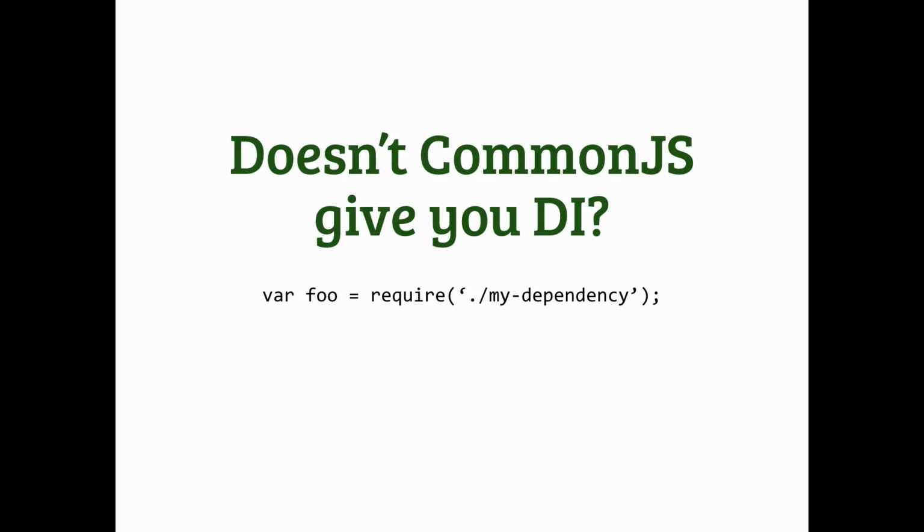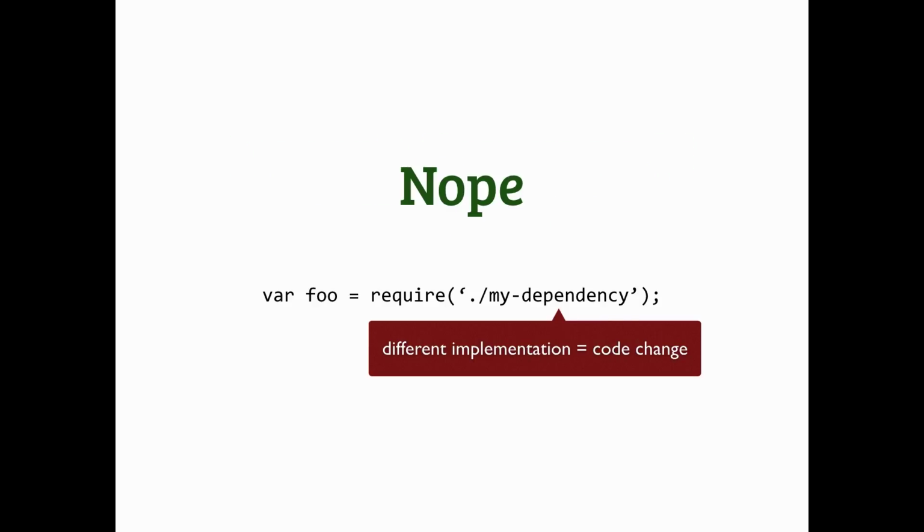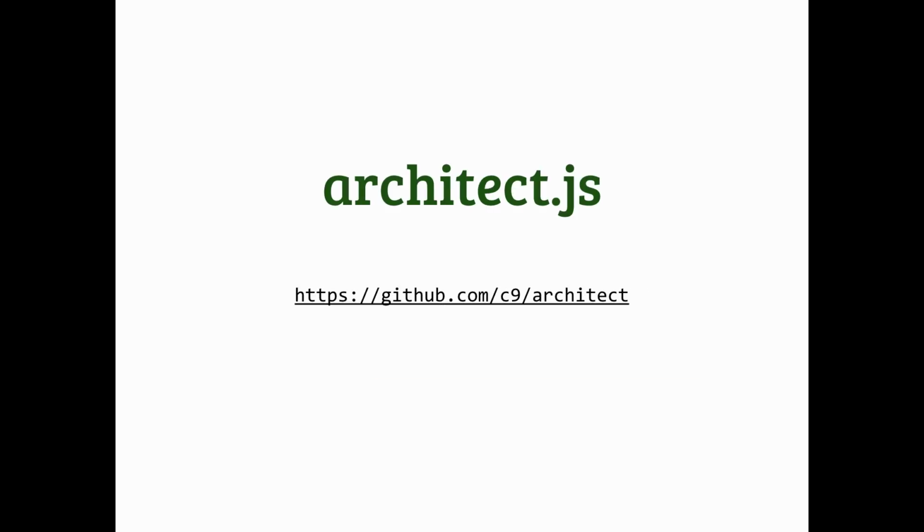So you may be thinking, oh, well, doesn't CommonJS do this for us? Isn't that dependency injection? Not really, because as soon as you change that reference, you've changed the code. And the idea with dependency injection is you don't change your code, but you get a different implementation as you run it. So it's a runtime change rather than a code change.